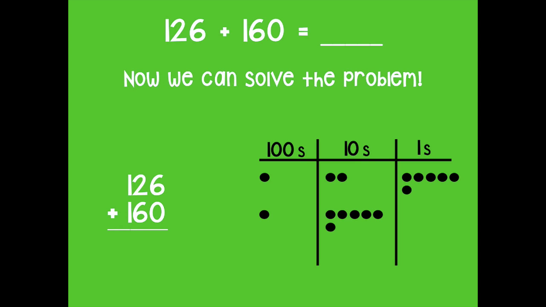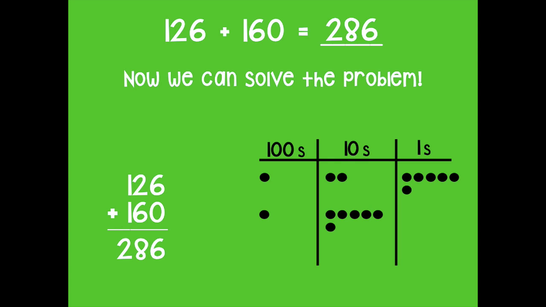So now we can solve the problem. So we're going to look in the ones place. Well, I have 6 ones plus 0 ones equals 6 ones. Then when I look at the tens place, I have 2 tens and 6 tens. So 2 tens and 6 tens is 8 tens. And then I look at my hundreds place. 100 plus another 100 equals 200. So 126 plus 160 equals 286.